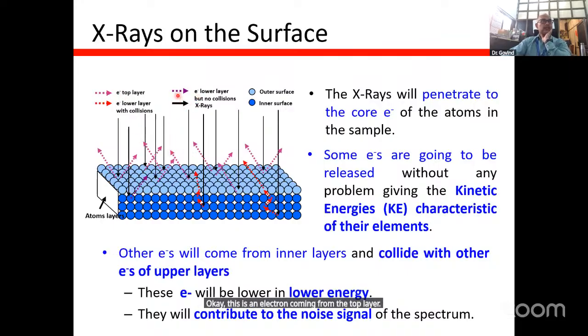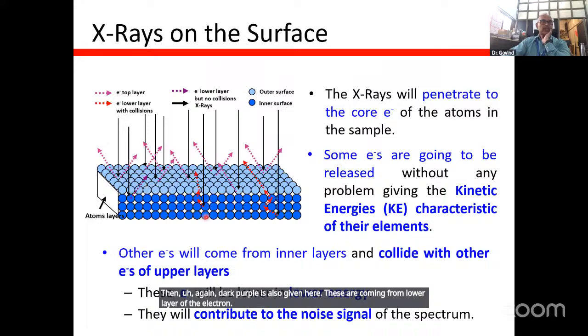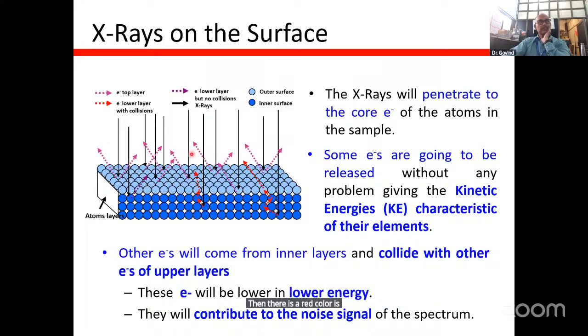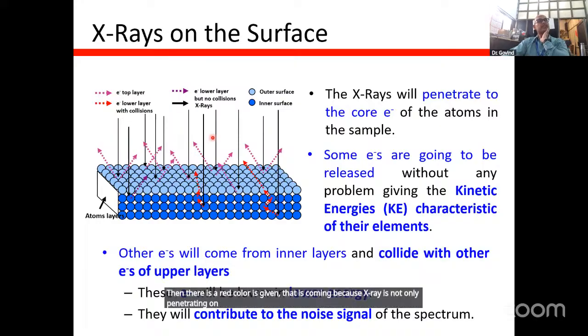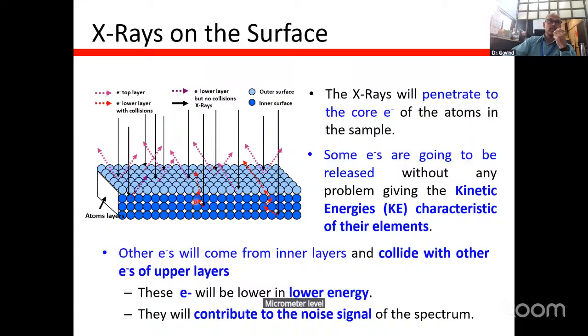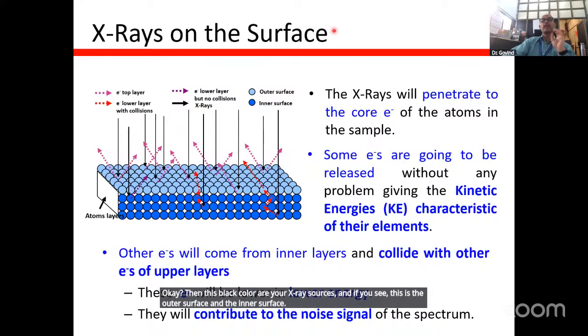Then the dark purple is also given here. These are coming from the lower layer. Then there is a red color, which is there because the X-ray is not only penetrating the very top surface. It goes up to some micrometer level, so micron level. So the electrons are also coming from the lower level. Then this black color is your X-ray source, and this is the outer surface and the inner surface. Now what happens?